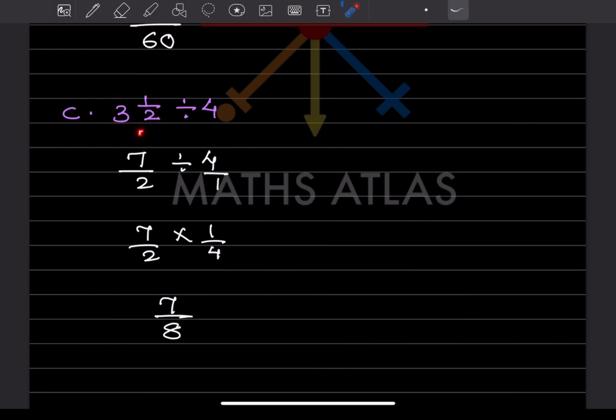So that is going to be 6 plus 1, 7 by 2. This is an extra step, writing by 4 by 1. Now here will be 7 by 2 multiplied. So this will get flip over. That will be 1 by 4. So this will be 7 by 8.